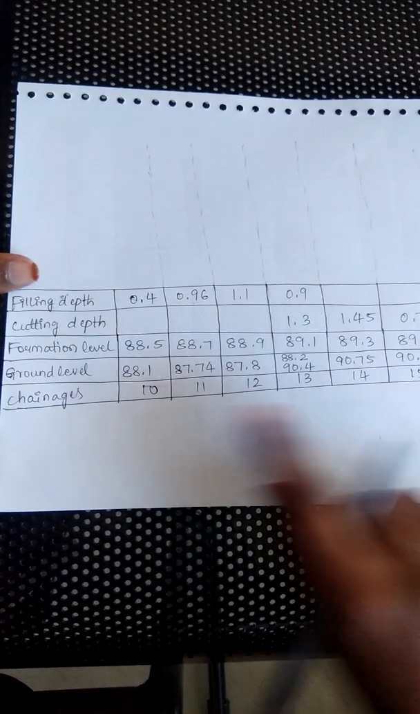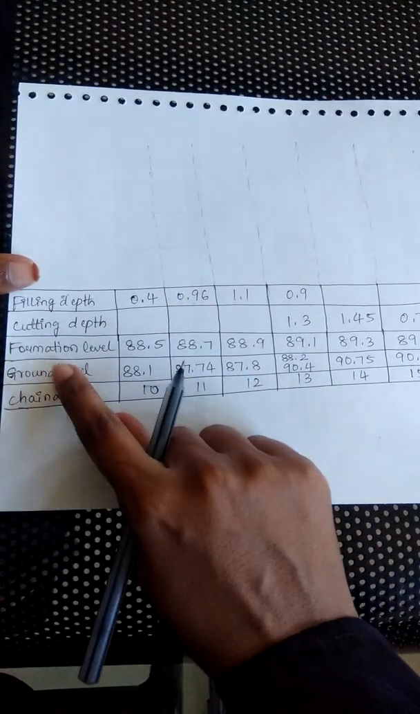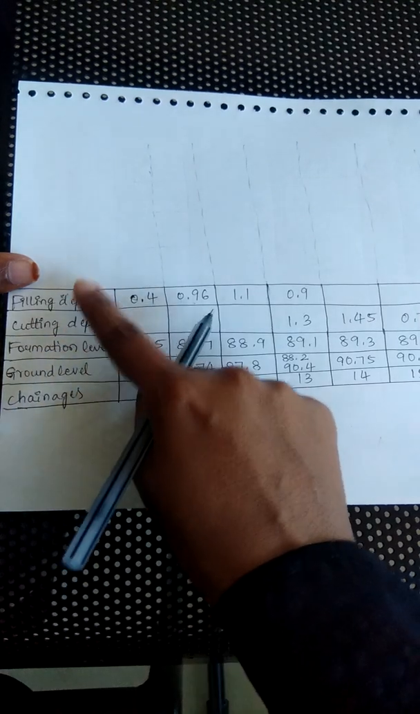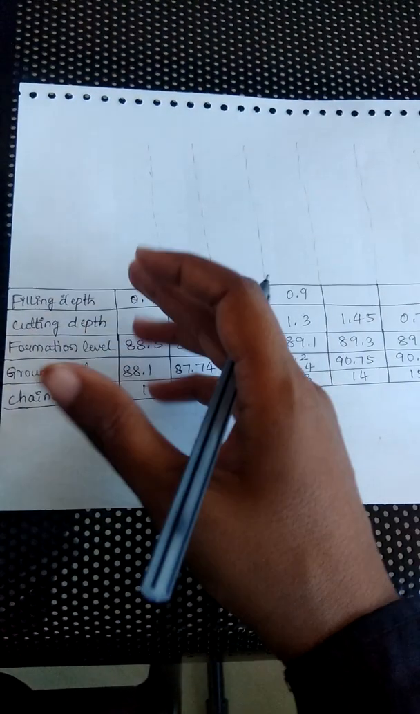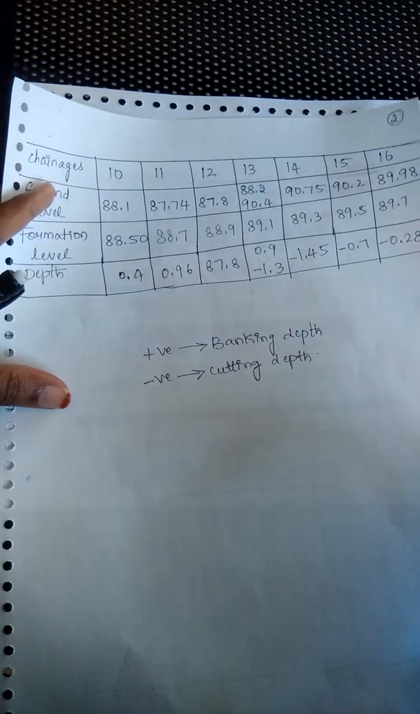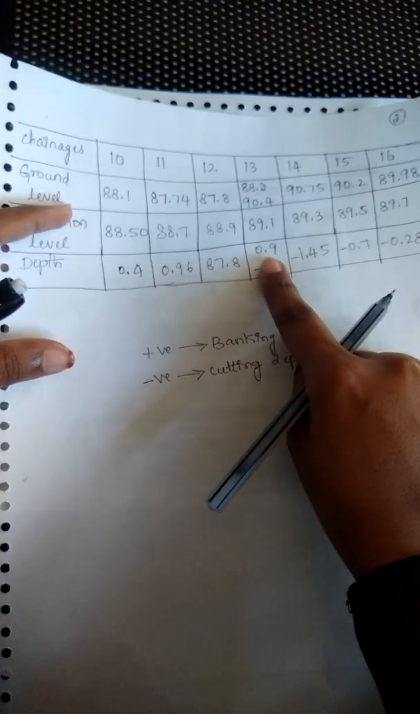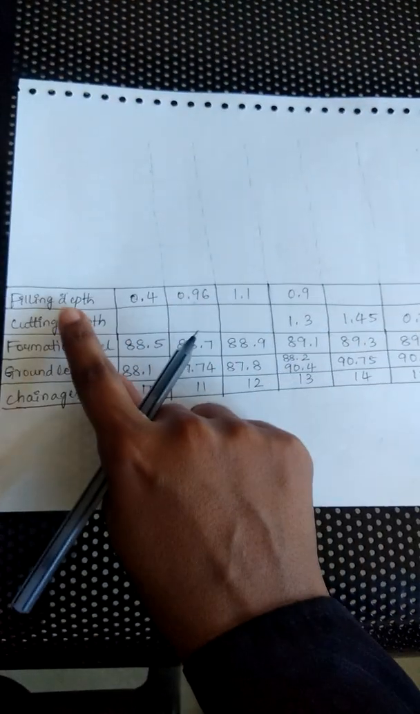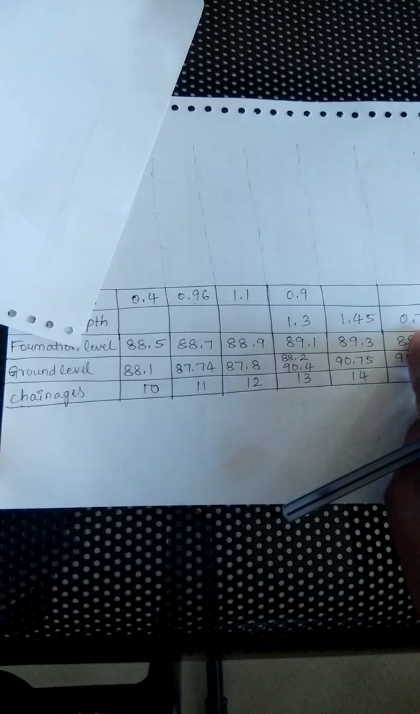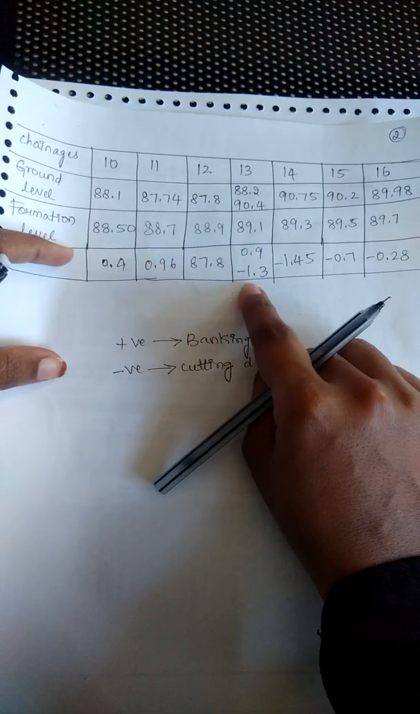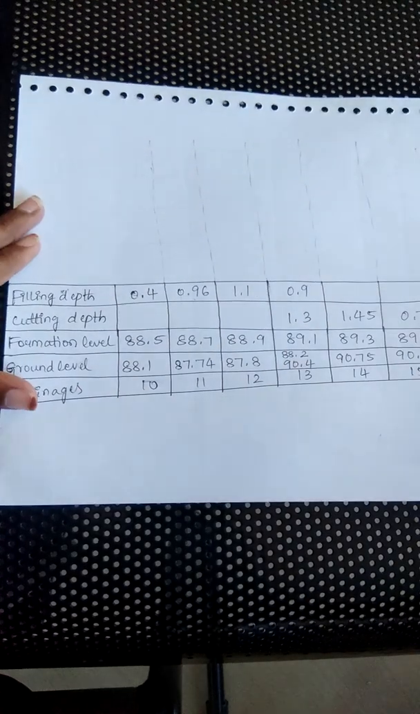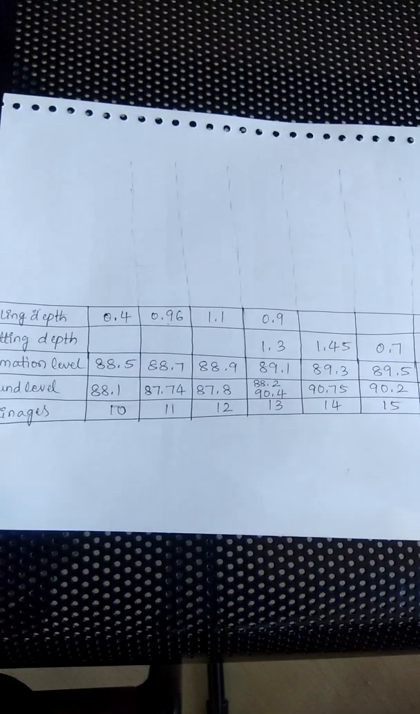For drawing this, you have to draw a table like this, which includes chainage, RL of ground level, RL of formation level, cutting depth as well as filling depth. All the details you just fill in this table. By looking at the depths I calculated in the previous table, I am just writing the same values. All the positive values I have written in the row of filling depth, and all the negative values I have written in the cutting depth row. As I got positive and negative values in the 13 chainage, I will be writing the filling depth and cutting depth here. So now after filling this table, you need to plot the longitudinal section.